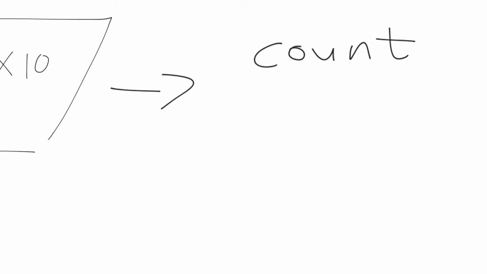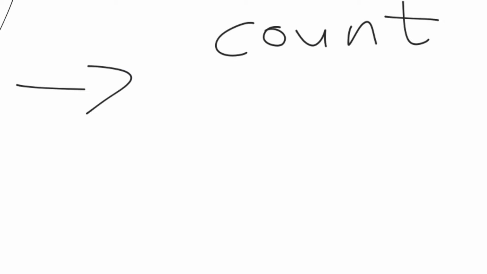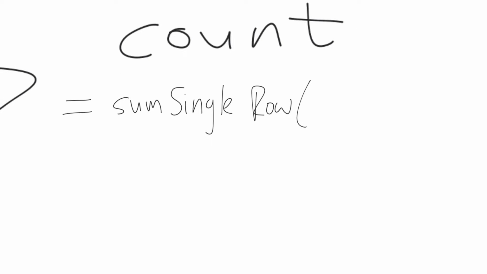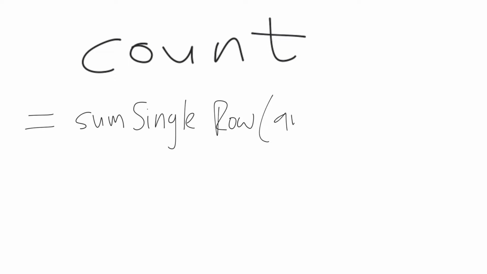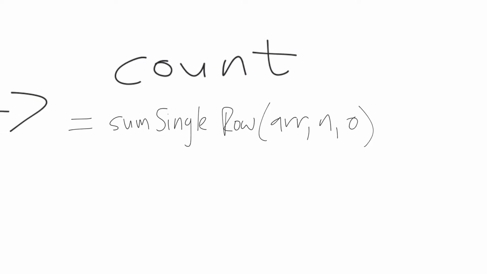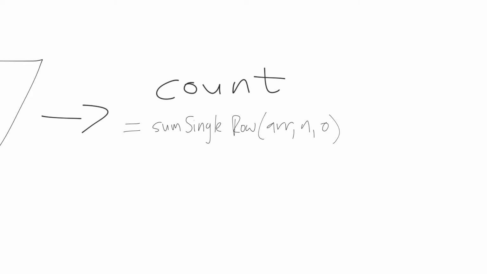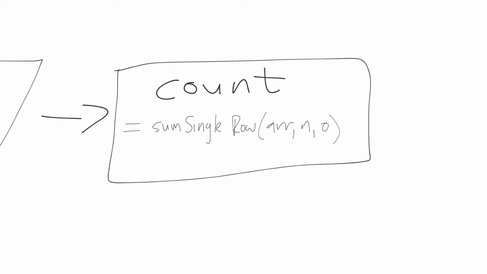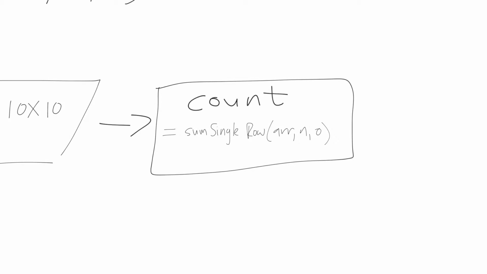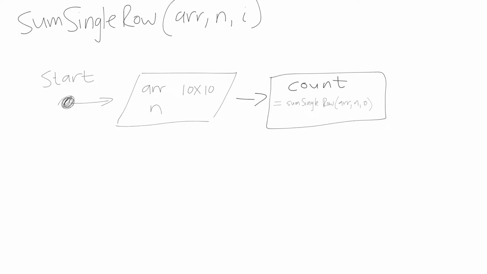So let's create a value called count. And we're going to set count equal to, so I'm going to put that on the next line here, equal to sum single row. I'm going to send the array, I'm going to send n, and I'm also going to send 0, which means row 0. So basically what I'm saying is that my count variable must be equal to the sum of the first row. Okay. So that's number one. We've got an idea of what the rows should add up to.